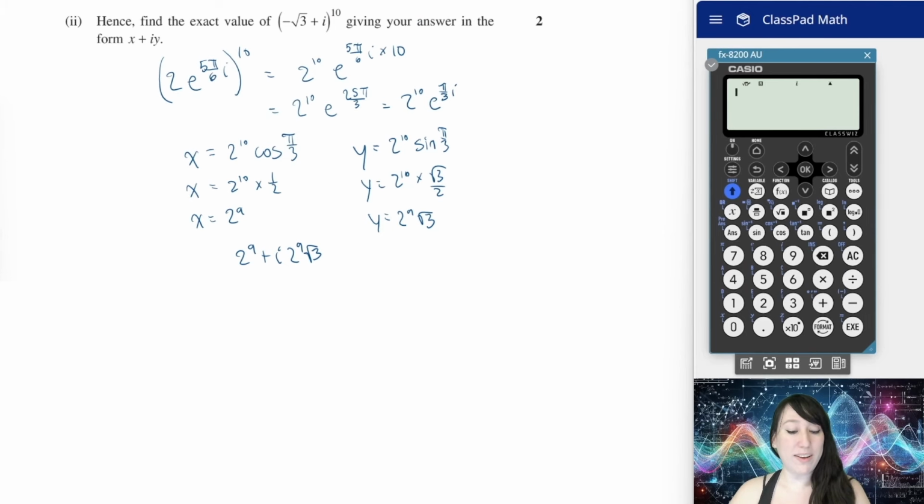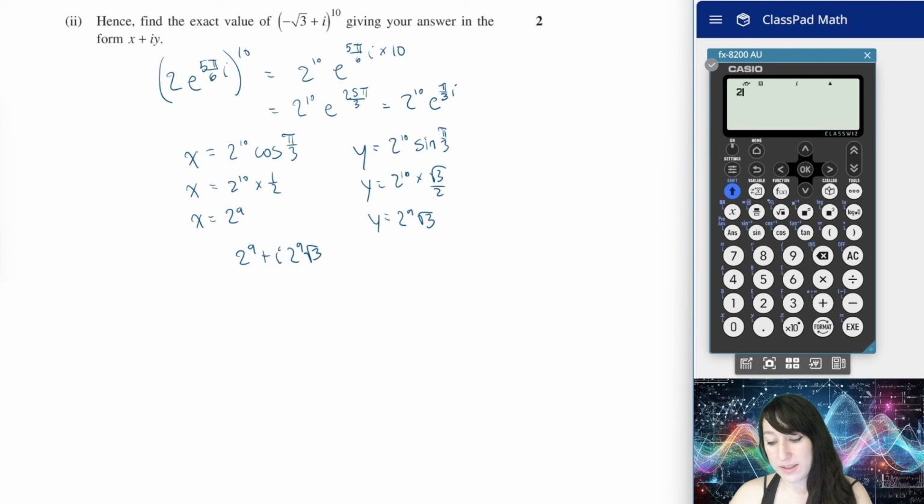Now, before we moved on, I wanted to show you what we could do on the Casio FX8200AU. So, if we'd like to take a complex number to a power, we could do that in polar/exponential form or in rectangular form. So let's say we want to enter a complex number in polar or exponential form. So I'll start by putting the modulus, in this case 2. Next we need that angle symbol.